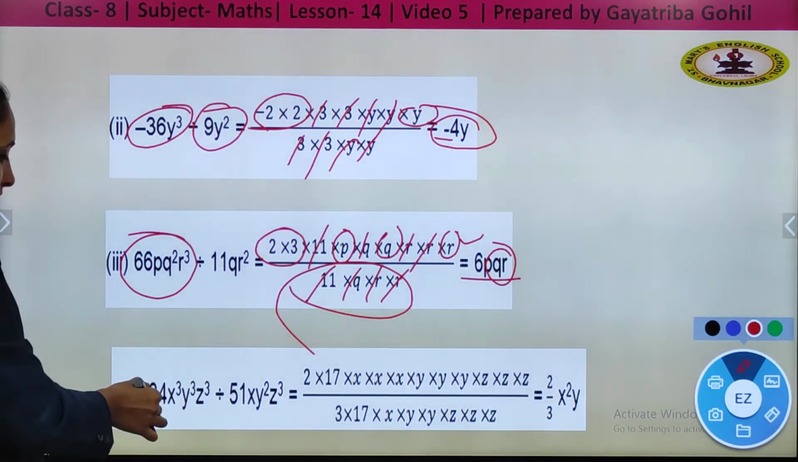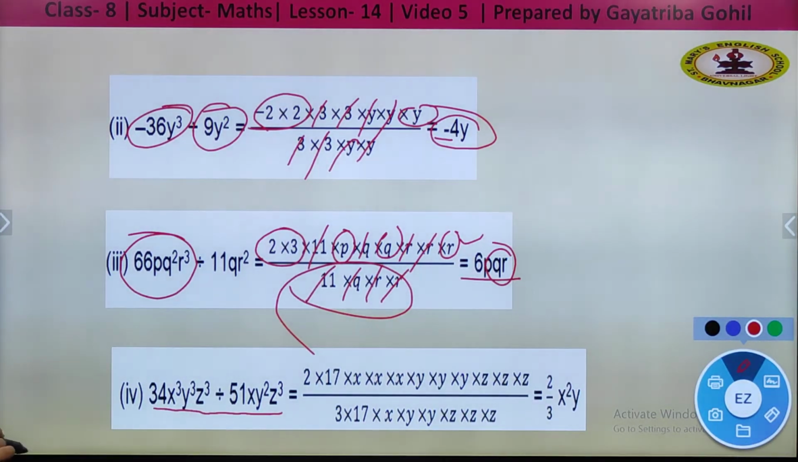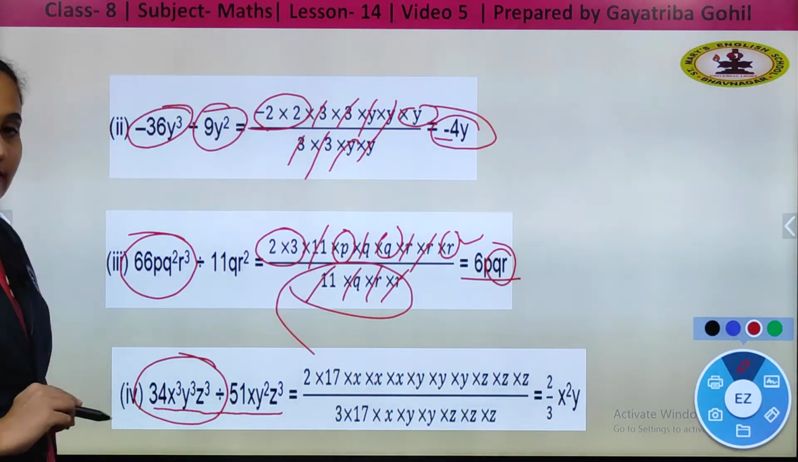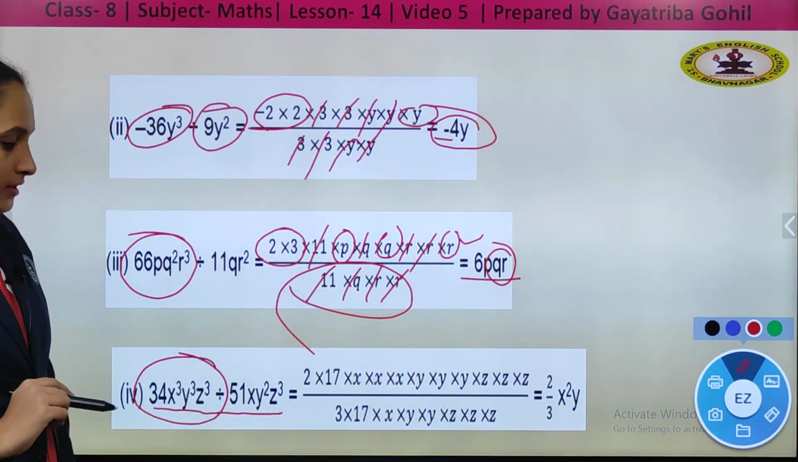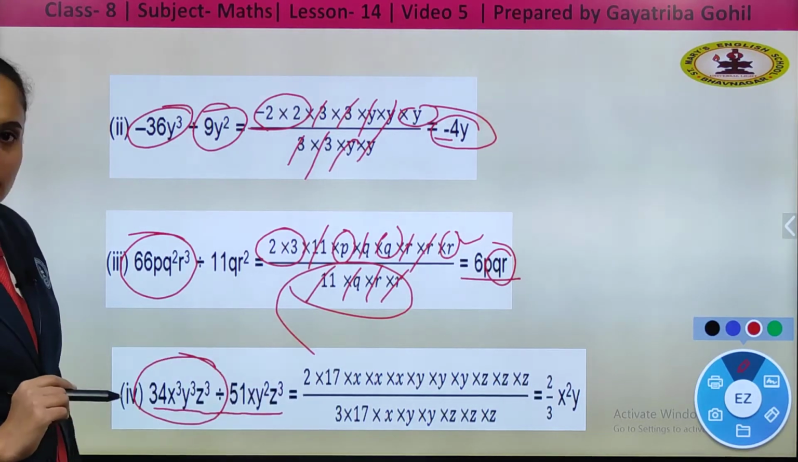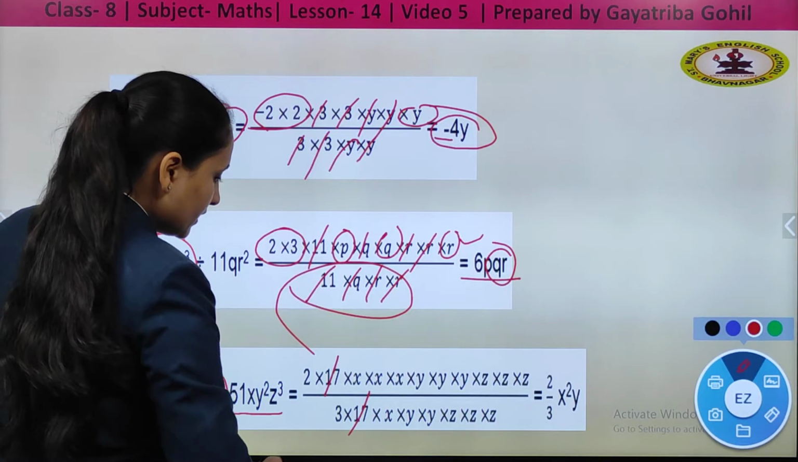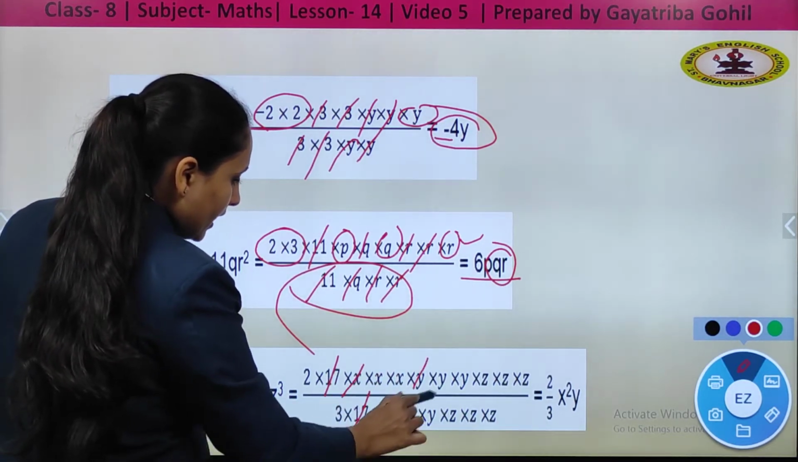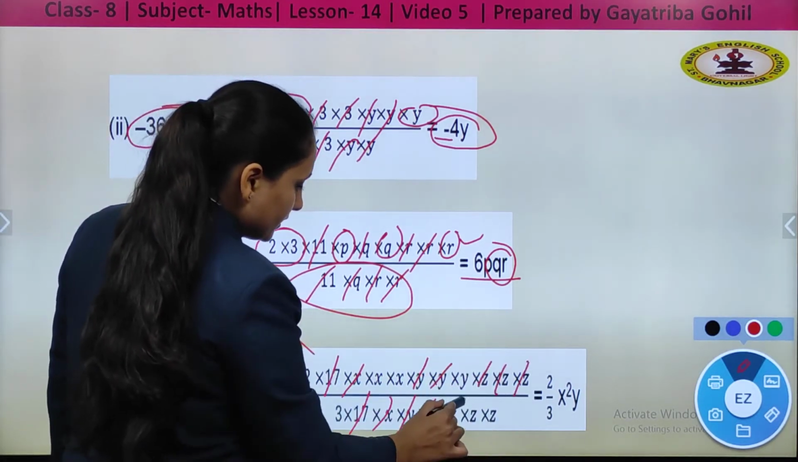Next, 36 x cube y cube z cube divided by 51 x y square z cube. Write the factors of 36 x cube y cube z cube in the numerator and the factors of 51 x y square z cube in the denominator. So, when you cancel, 17 and 17 will get cancelled, x and x, y and y, y and y, and 3 times z will get cancelled.